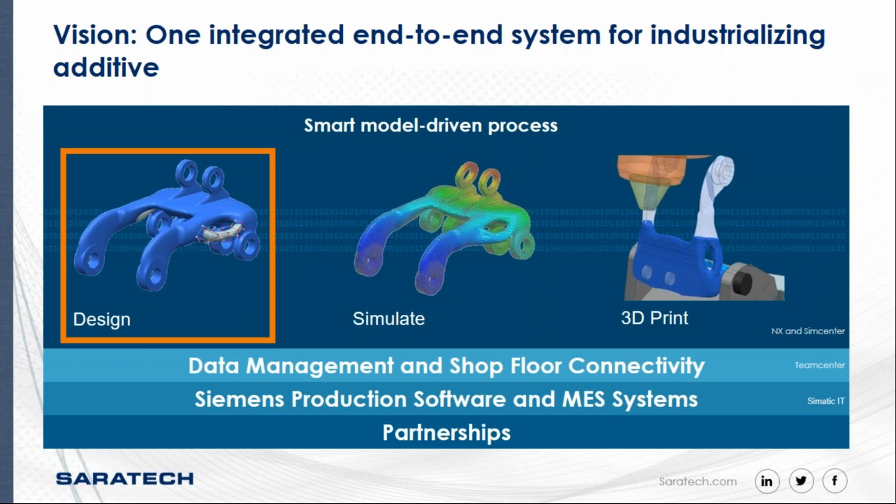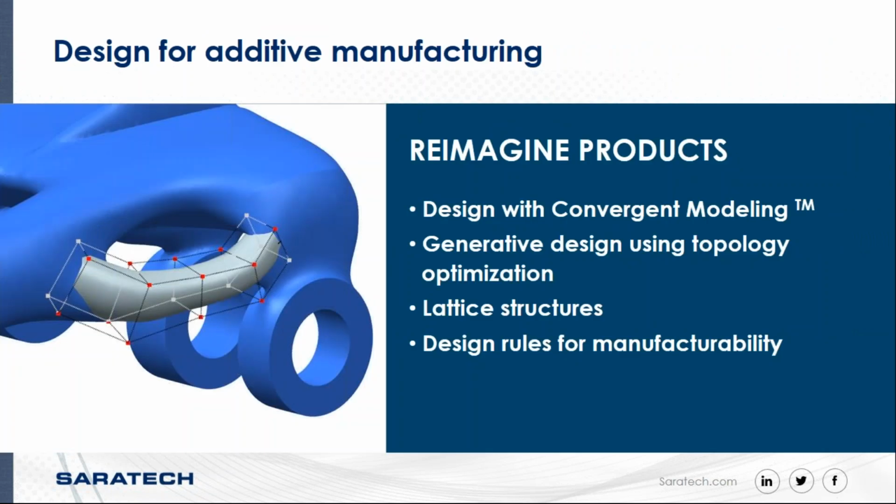So we're going to look at design first. We can reimagine our products. We have new convergent modeling, which is a facet modeling technique. You generate design using the topology optimization. You can introduce lattice structures inside of hollow parts, and you can design rules for manufacturability.